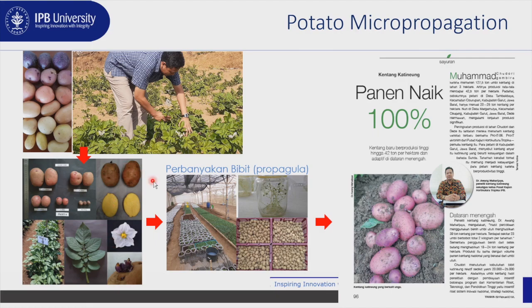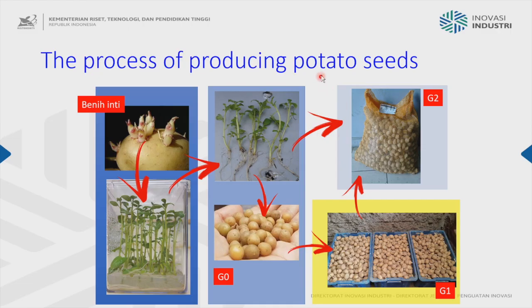So after that, we conclude with, for instance, this variety. And before dissemination, we need to do the propagation of the propagules. And this involves the in vitro technique intensively. So after we got the seed, we disseminate it to the farmers, so the farmers can produce the potato with our variety, and fortunately they can get an increase of their production.